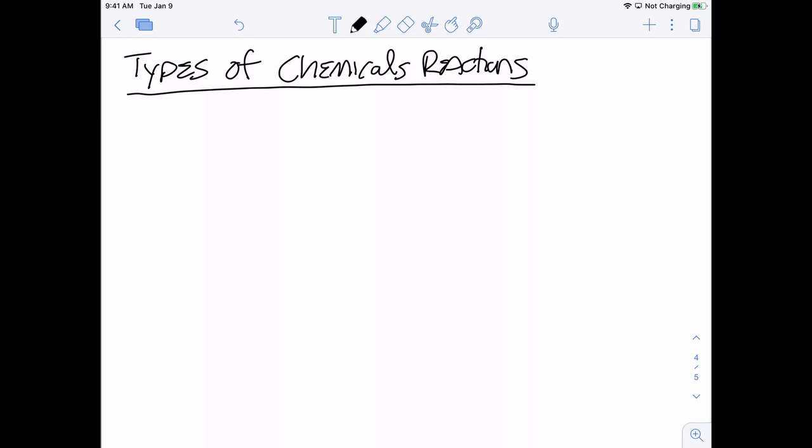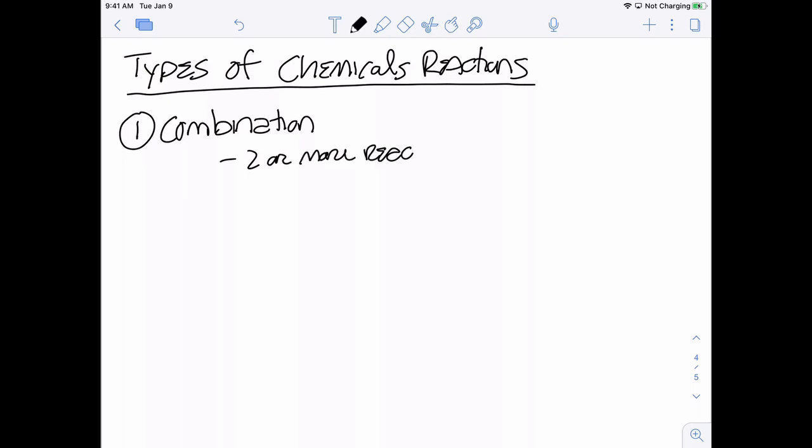So the first one is going to be a combination. And the nice thing is the name often tells us what's happening. So in a combination reaction, we're actually going to be combining reactants. So we could say 2 or more reactants produces a single product. So we're literally going to be combining things.